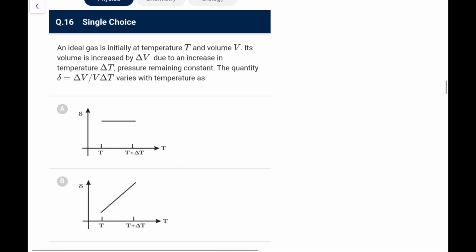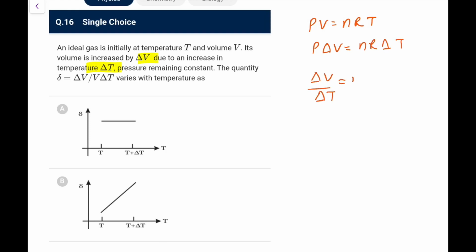Next one. An ideal gas is initially at a temperature T and volume V. The volume is increased by delta V due to an increase in temperature delta T, the pressure remaining constant, the quantity delta V by V delta T. For an ideal gas you have PV is equal to nRT. So if pressure is constant, I can write P delta V is equal to nR delta T. So delta V by delta T is nR upon P. If I divide by V on both sides, this comes out as 1 by T. So this will be inverse to temperature.